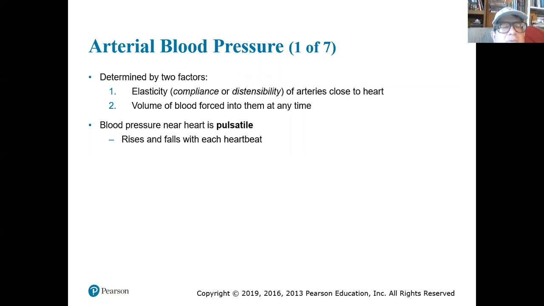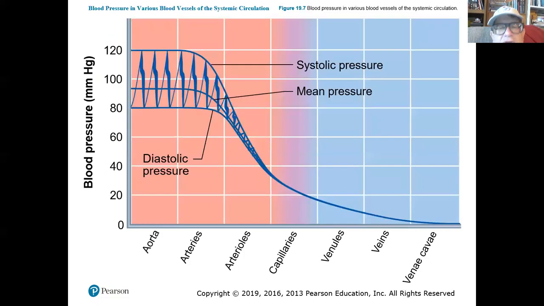Arterial blood pressure is determined by two things: how elastic the arteries are and the volume of blood we're shoving into them. Blood pressure near the heart is pulsatile. Fancy saying like our pulse. We have a high, low, high, low. It rises and falls with every heartbeat. That, again, is what you're seeing right here.